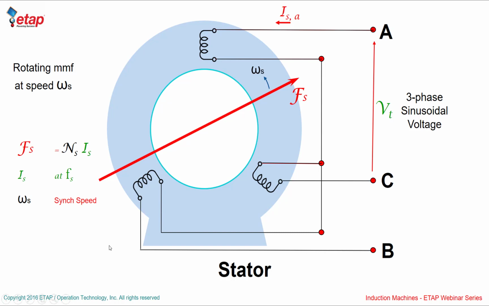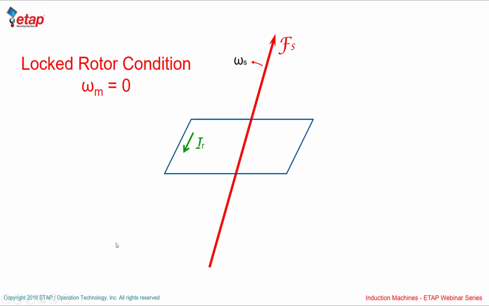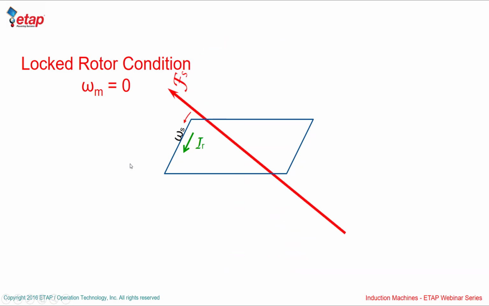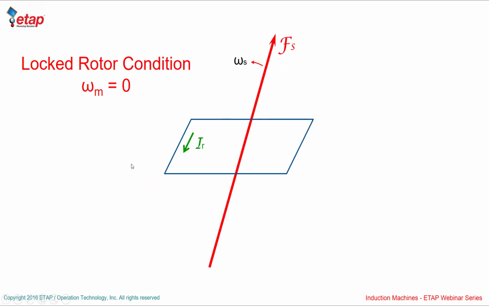Now that's what is created from the stator. Now let's look at the rotor winding. First, we're going to look at the locked rotor condition. When omega m is equal to 0, you have a rotating magnetic field from the stator, which rotates at the speed of omega s with respect to a stationary winding of the rotor. And what this does, it creates a current in the rotor, I sub r.